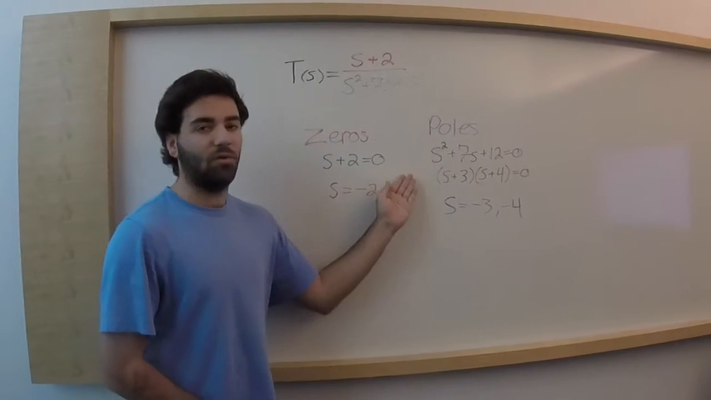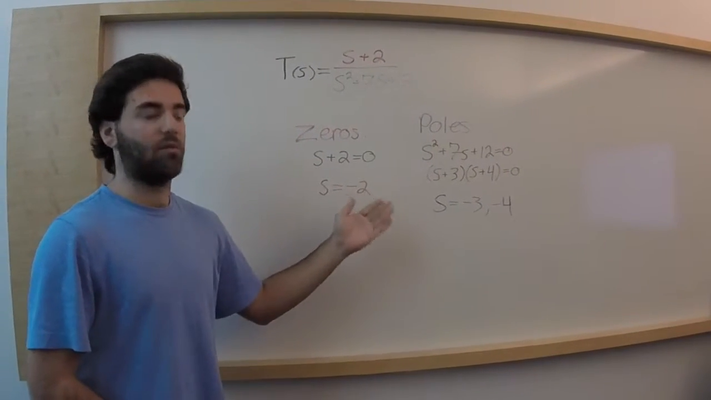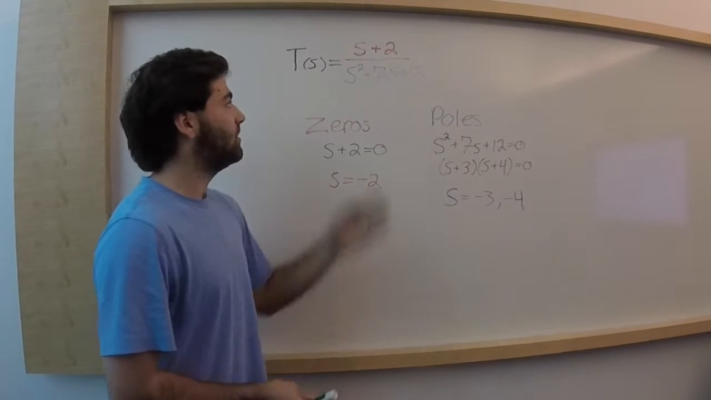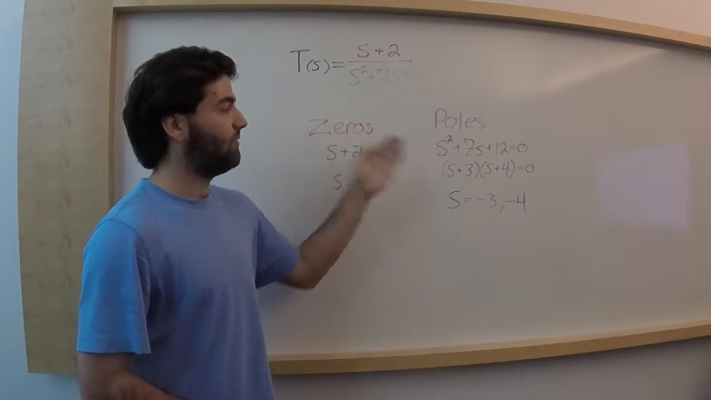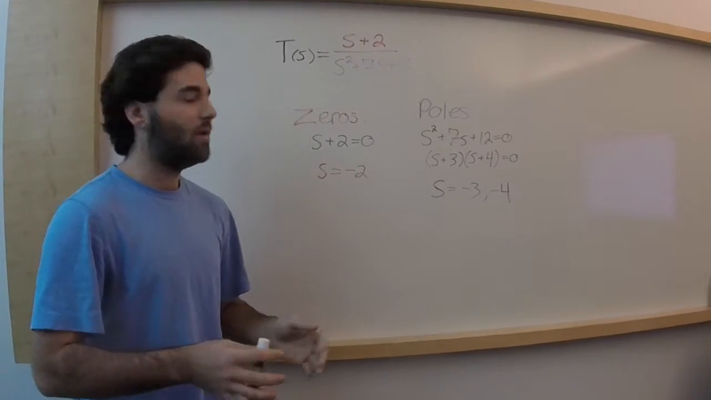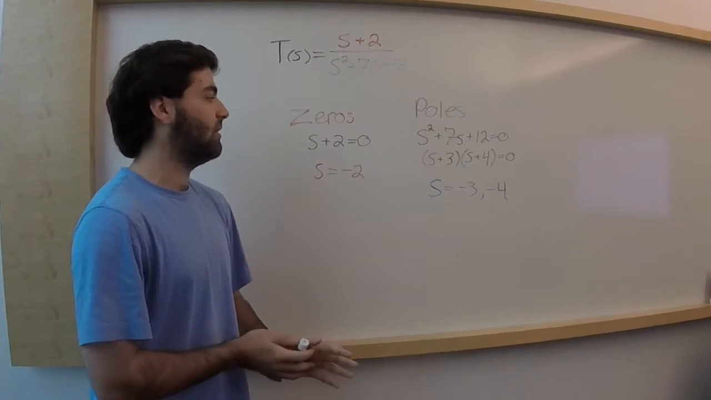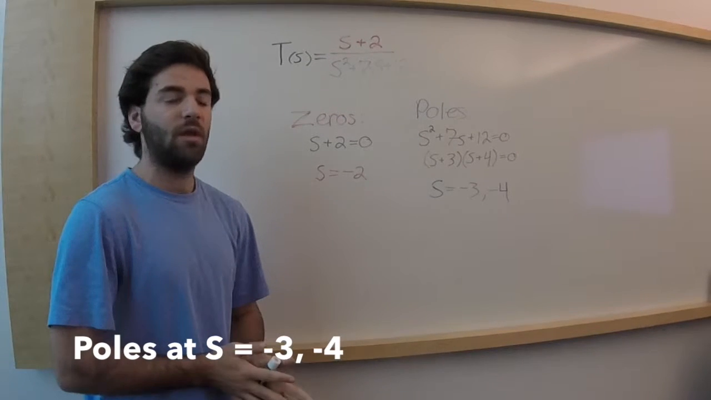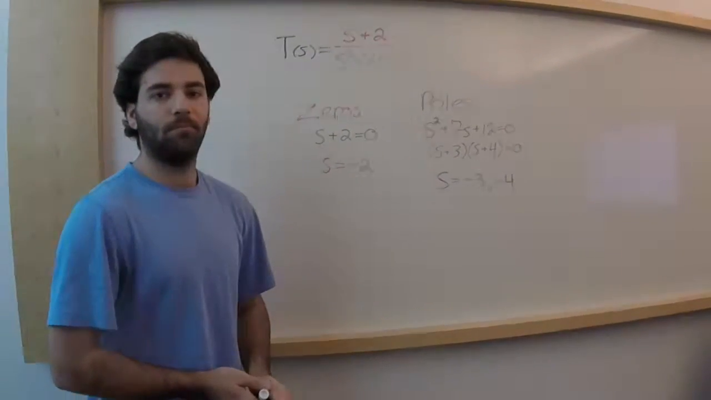Now moving on to the poles, we have to set the denominator equal to 0. So in order to do this, we take the denominator of the transfer function, we factor it down into an easier to factor out form, and calculate the pole locations to be at s equal negative 3 and s equal to negative 4.